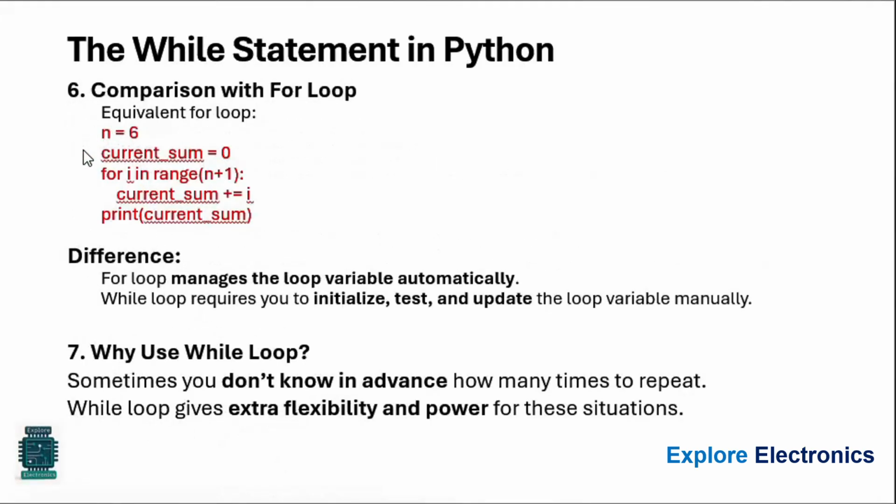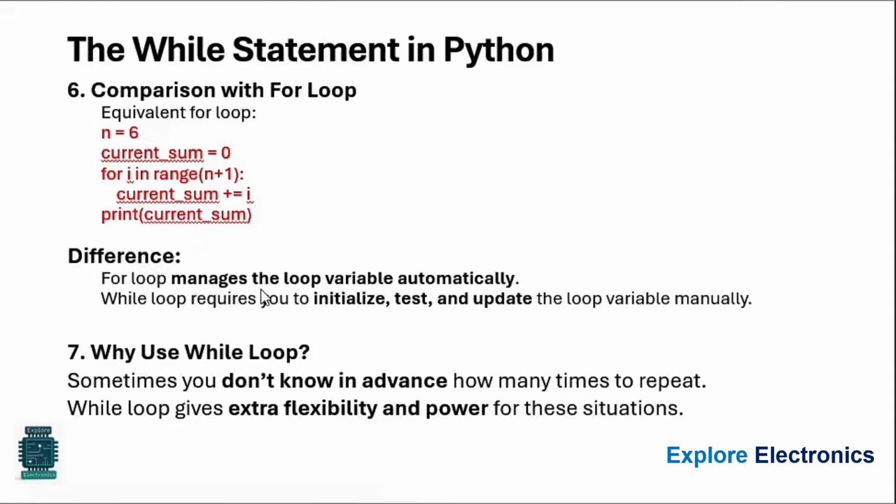Here let us compare the previous example with the for loop. Here n is equal to 6, current sum is equal to 0. For i in range(n + 1), current sum += i, and print current sum. This is the for loop. I am using for i in range(n + 1), and again I am adding to the sum here. That's why it will go 1, 2, 3, add all the numbers, and give the sum as well.